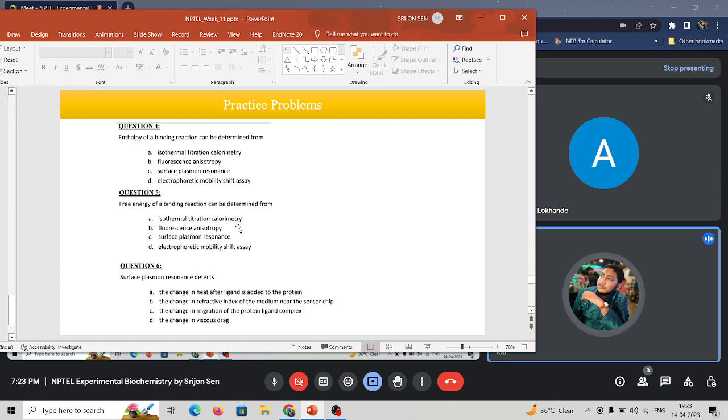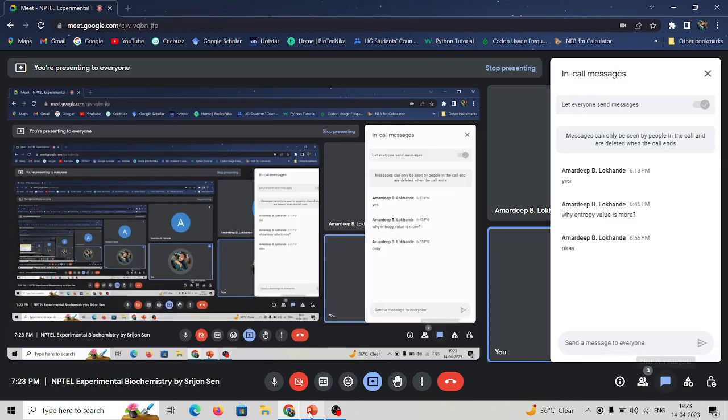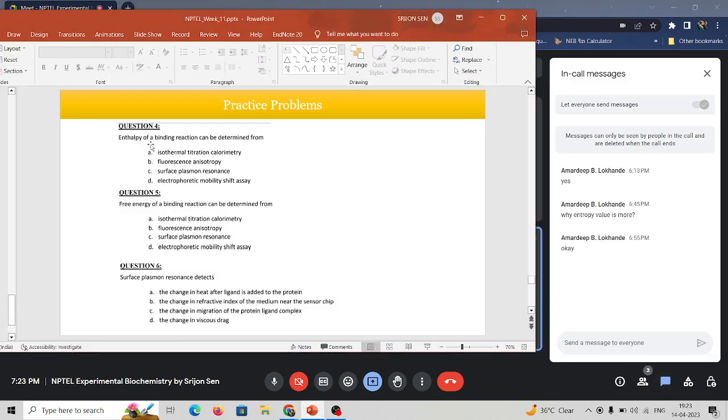So let's move on to question number 4. You can answer them, and after that I might be discussing with you. Okay, so enthalpy of a binding reaction can be determined from. I discussed this for enthalpy. Which of the following techniques do we use? Is it your ITC? Yes. So we use the isothermal titration calorimetry for determining the enthalpy of a binding reaction.